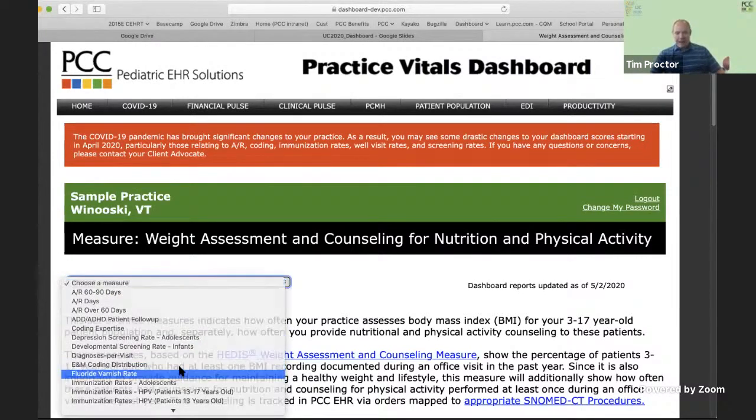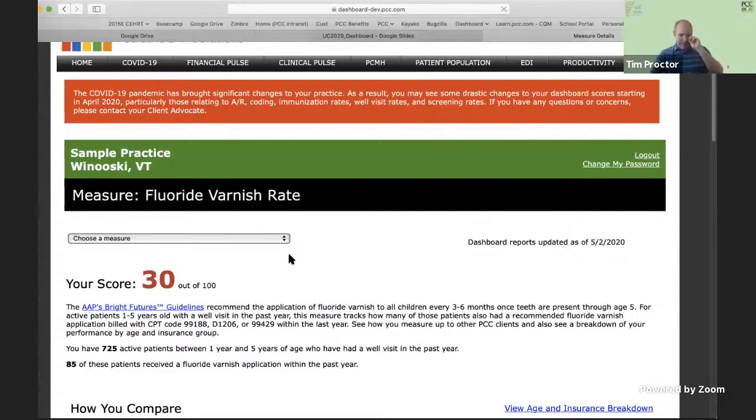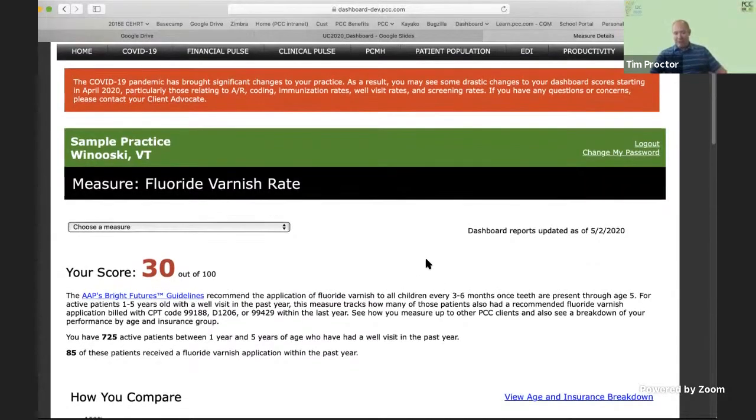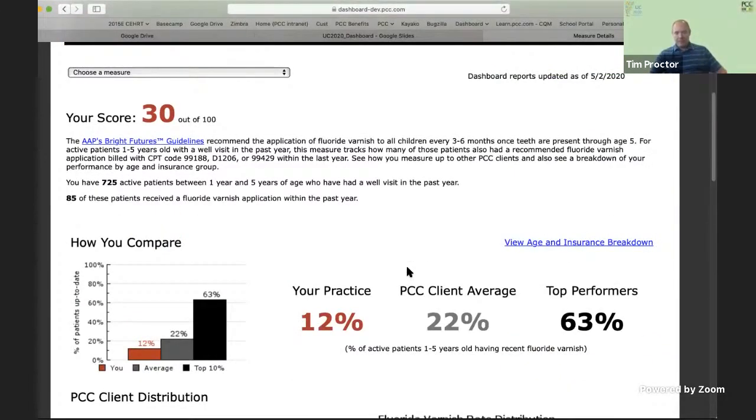I want to highlight this fluoride varnish rate measure. This is a measure we added years ago that is meant to show the percentage of patients between 1 and 5 years of age who had a well visit in the last year. How many of those received at least one fluoride varnish application in that year? This is based on billing data. You would have had to bill out that fluoride varnish application to have this counted for this measure. We added this in here because it is a recommendation by the Bright Futures Net.